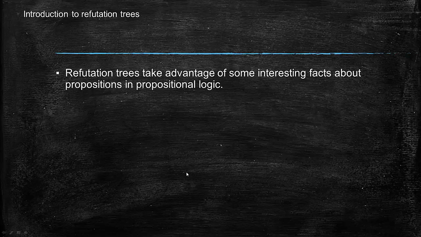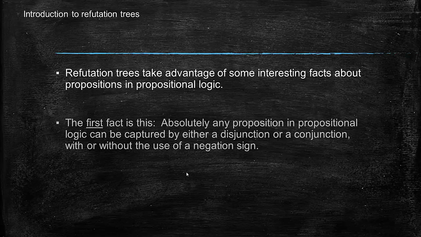Okay, so these trees take advantage of some interesting facts about propositions and propositional logic. There are several of them. The first important one is this: absolutely any proposition in propositional logic can be represented or captured by either a disjunction or a conjunction. Another way of saying that is that any proposition in propositional logic is logically equivalent to a conjunction or a disjunction, with or without the use of the negation sign.